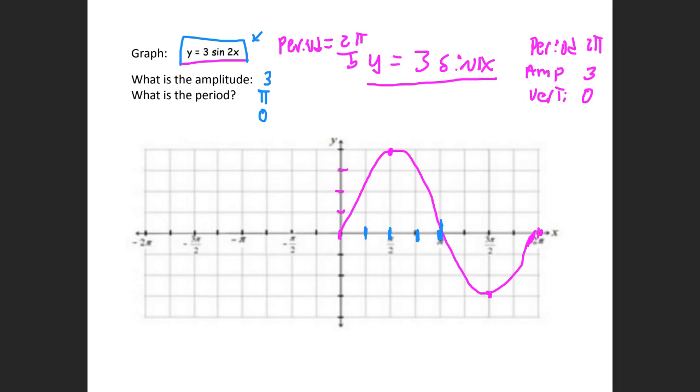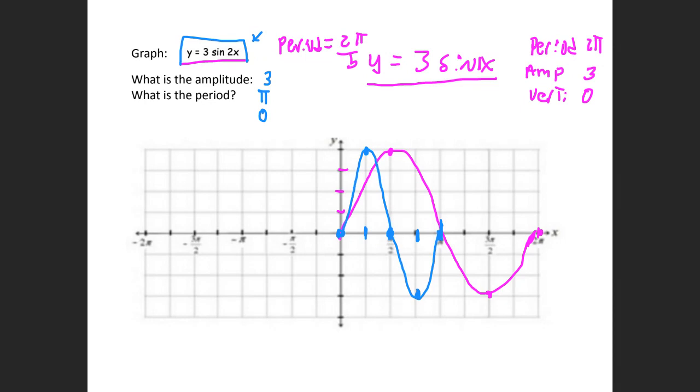So it's going to start at 0. It's going to go all the way up to 3. It's going to go back to 0. It's going to go down to -3. And then it's going to go back to 0. So my graph is going to look like this. It's going to go up, down, back up. And that is the graph of y is equal to 3 sine of 2x. It's just scrunched in. Does that make sense? It is a squish, and we should call it a squish.